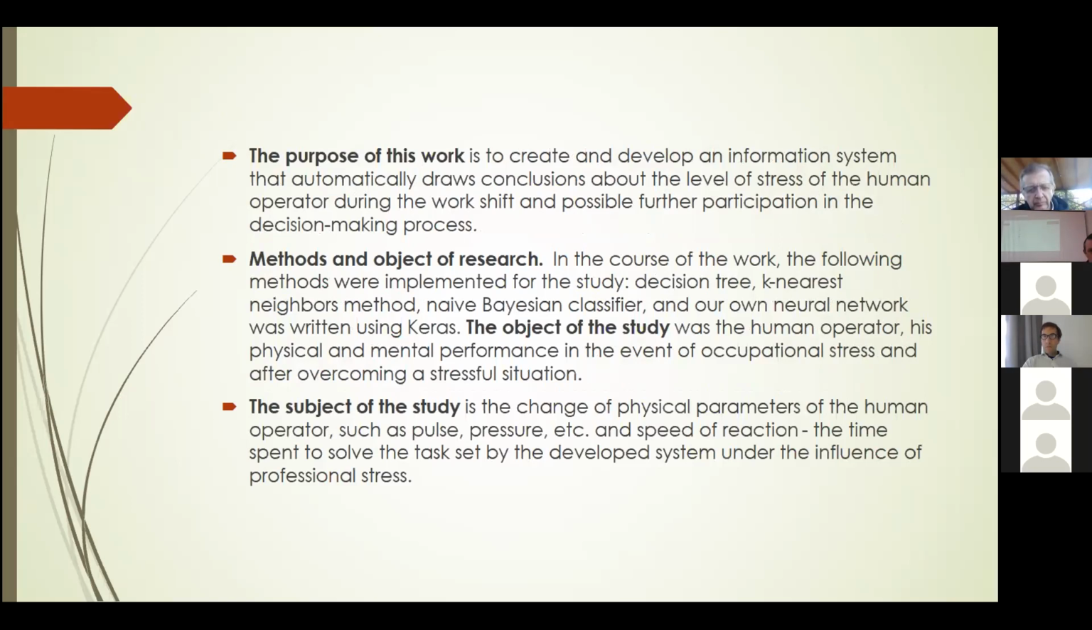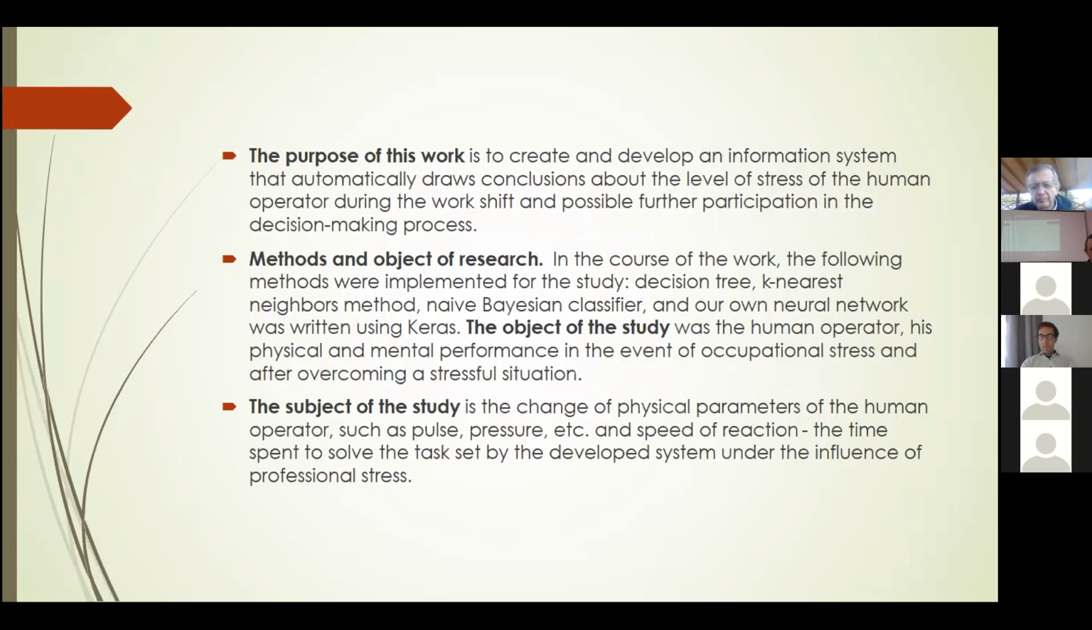human body. And the purpose of this work is to create and develop an information system that automatically draws conclusions about the level of stress of the human operator during the work shift and possible further participation in the decision-making process. Method and object of research.